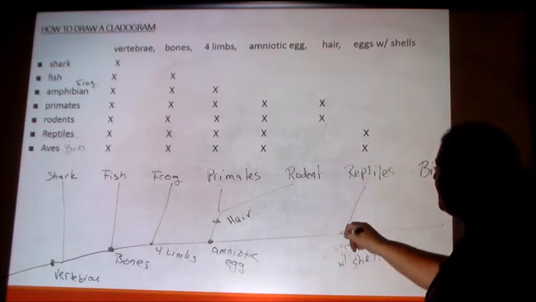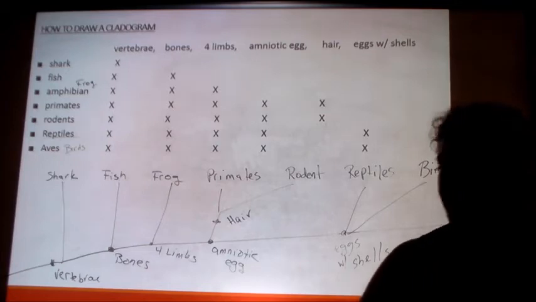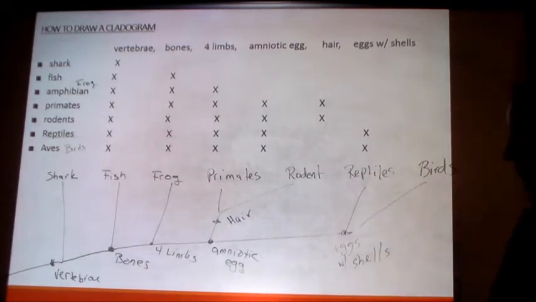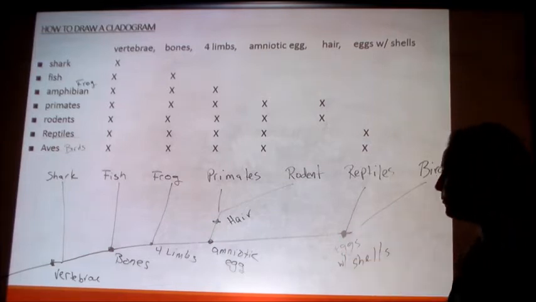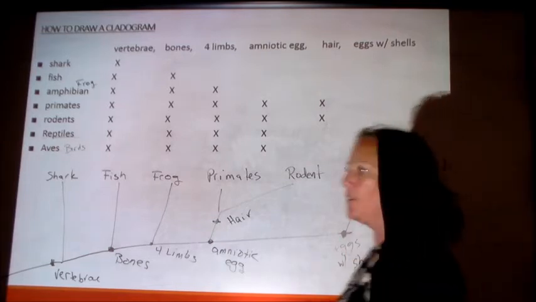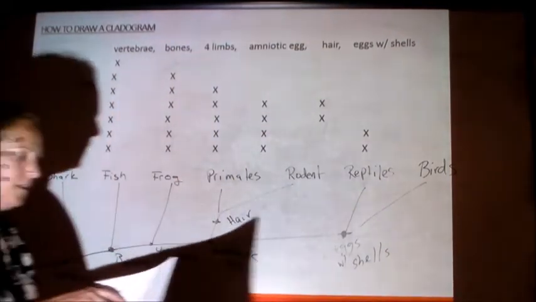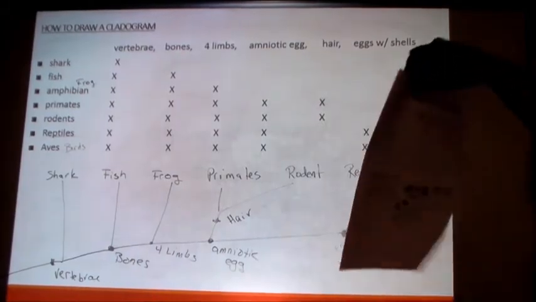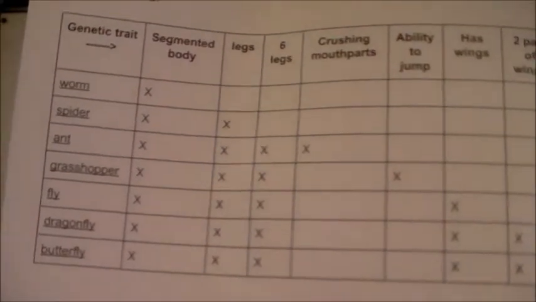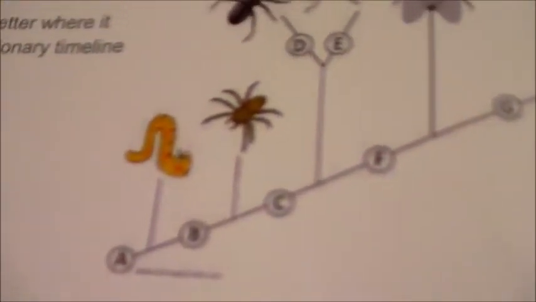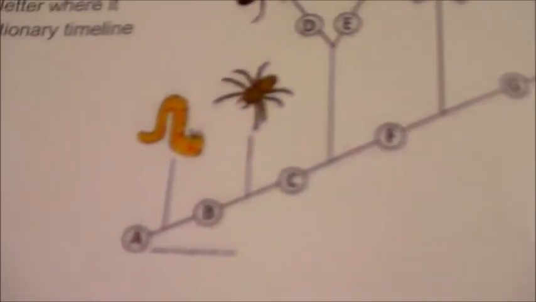And everything from this point on is going to have eggs with shells. So what you're going to have to do is I'm going to give you your blank cladogram sheet, which is this one right here. And what you're going to have to do is look at these traits, and you'll see that there's some blank spaces. You're going to have to fill in what trait evolved at each letter.